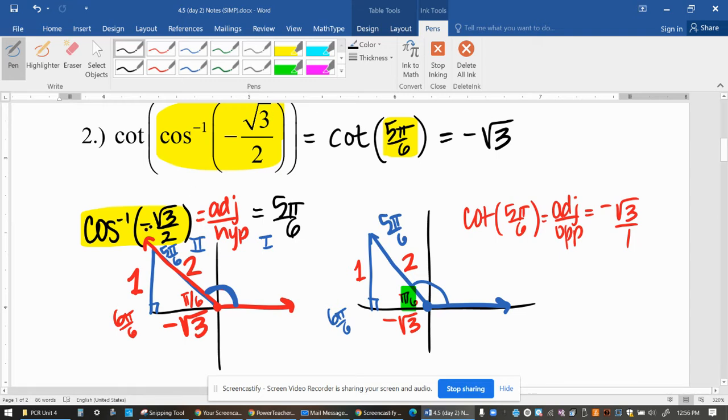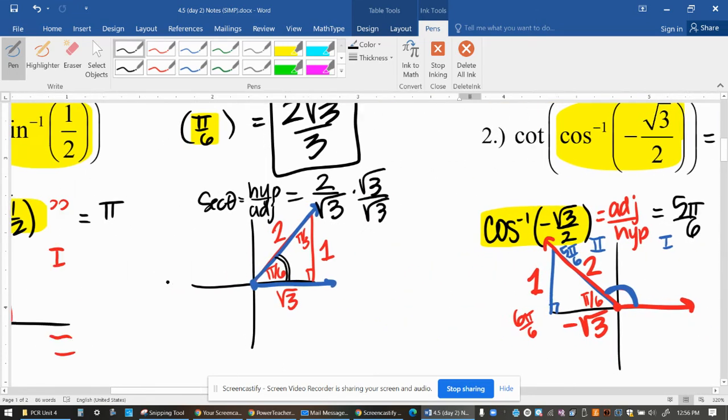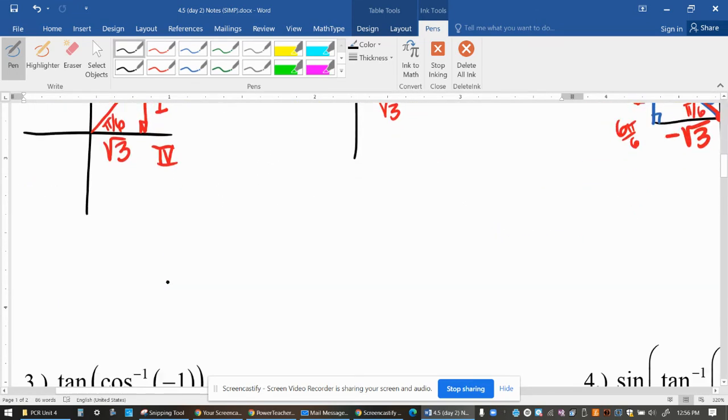Watch out for the ones where they're cosine inverse that end up being obtuse angles, okay? That's where I see a lot of students make mistakes. So remember, the reference angle tells you how far the terminal side is from the x-axis. So you have to take that into consideration. Okay, so let's try a couple more, and then I'm going to have you pause the video and try one on your own.